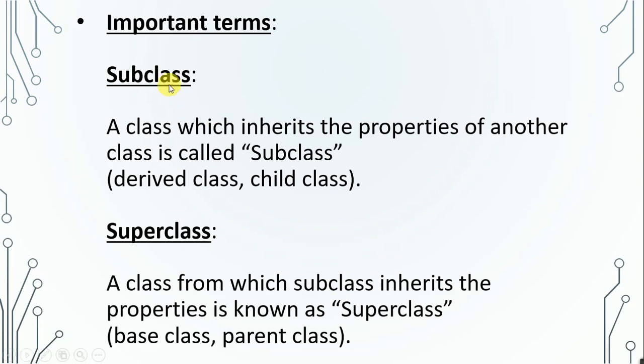So let's learn the first term here. First is subclass. What is a subclass? A class which inherits the properties of another class is called a subclass, and the subclass is also known as derived class or child class. Then the superclass. A class from which a subclass inherits the properties is known as the superclass, and the superclass is also known as base class and parent class.